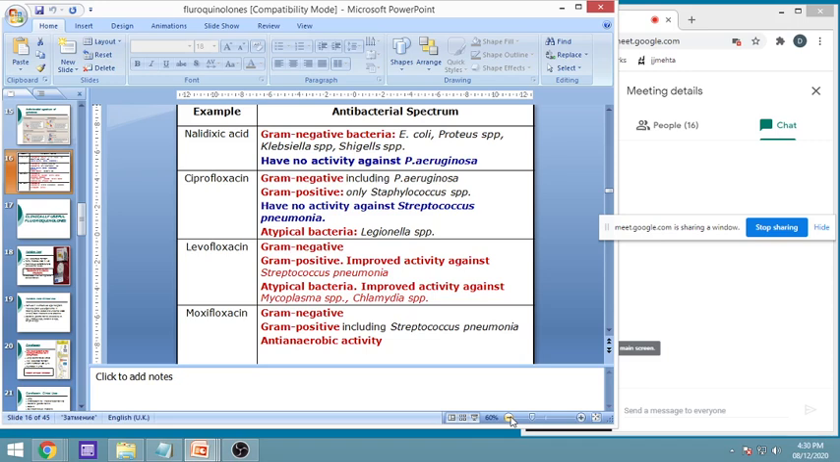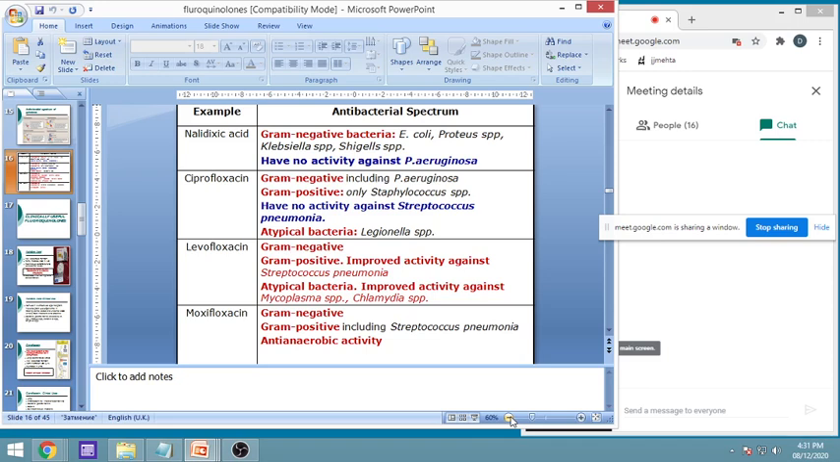Now if you see one by one, the first one was nalidixic acid. It was active against gram-negative bacteria like E. coli, Proteus vulgaris, Klebsiella, Shigella itself, and had no activity against Pseudomonas aeruginosa. Ciprofloxacin has gram-negative activity like Pseudomonas aeruginosa, then gram-positive activity like Staphylococcus species. It has no activity against Streptococcus pneumoniae, and it was active against atypical bacteria. Then next came levofloxacin, the third generation one, which acts on most of the gram-negative microorganisms.